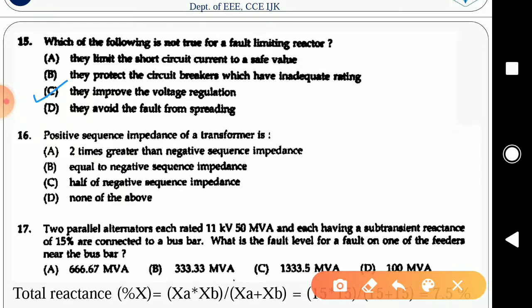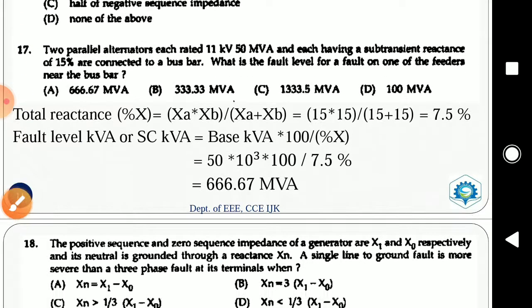Moving on to the next question, the positive sequence impedance of a transformer is equal to the negative sequence impedance. So, the option B is the correct answer. Moving on to question 17. You have two parallel alternators. The ratings are given and the subtransient reactance is given. What is the fault level for a fault on one of the feeders near the bus?